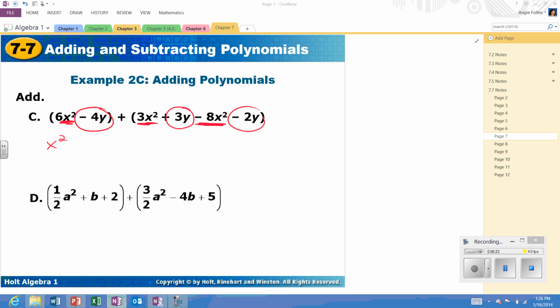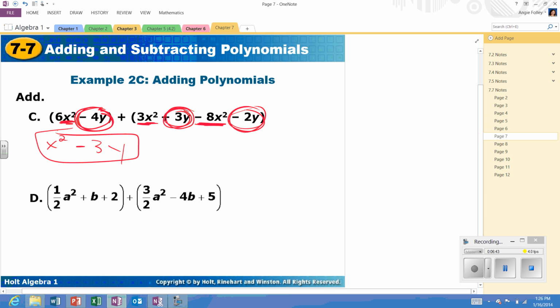Now we needed to add the negative 4y, the positive 3y, the negative 2y. Okay, a positive 4 and a negative 4 and a positive 3 become a negative 1, and then negative 1 and a negative 2 become negative 3y. So that's what we're left with.